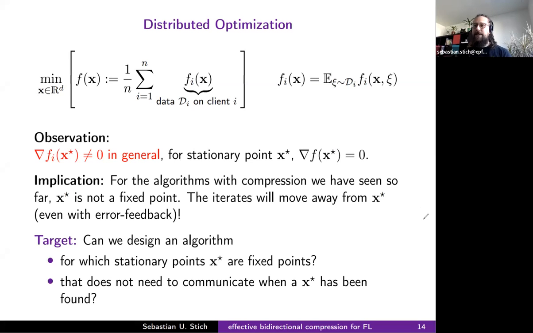So what we now try to do in the next 10 minutes is design an algorithm for which stationary points are indeed fixed points. So once we are there, we will never move away. And in terms of communication, we want to achieve that once the client observes that it has converged to a stationary point, it basically stops communicating with the server. So this sounds like a good property, but let's see if we can achieve this.